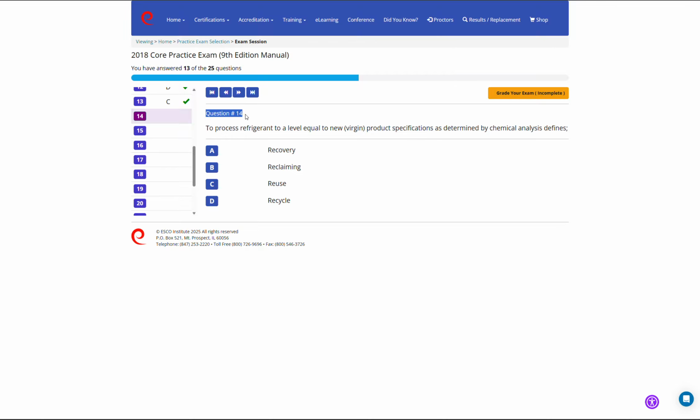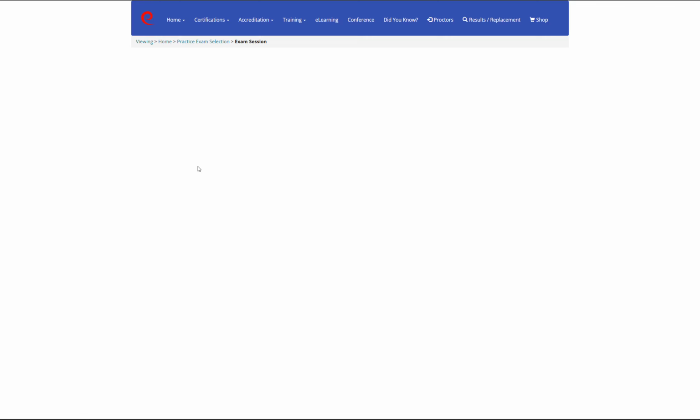Back to questions now. Okay, to process refrigerant to a level equal to new virgin product specifications as determined by chemical analysis defines recovery, reclaiming, reuse, recycle. Reclaiming. That one's reclaim, processing refrigerant till it's as pure as new with lab level analysis. Recovery's just pulling it out. Recycle's basic cleanup. Reuse is, well, just using it again. Next question.